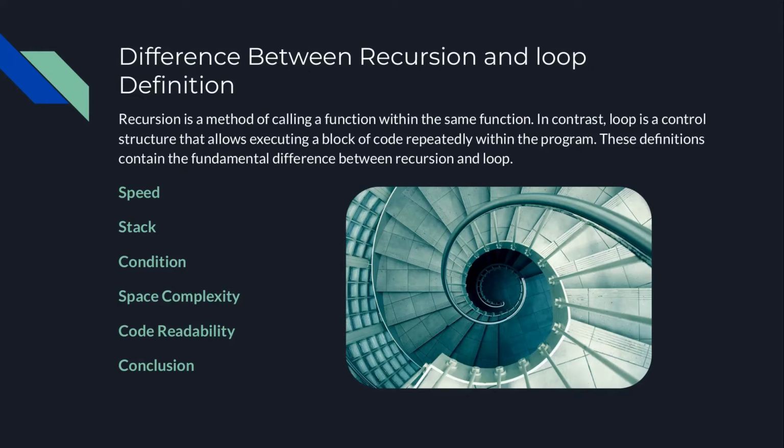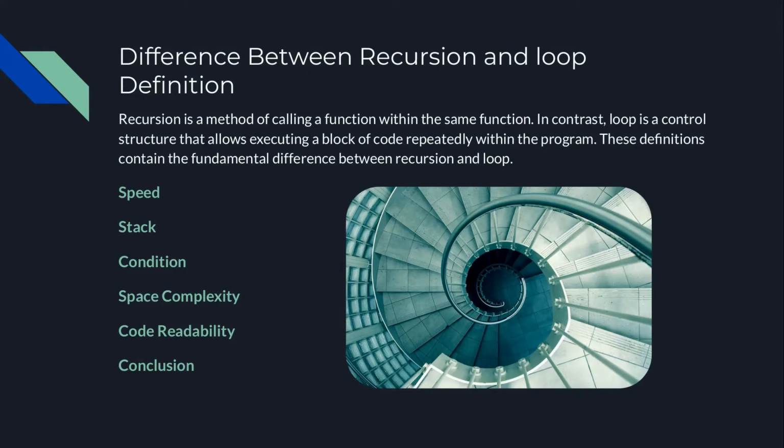First, we are going to talk about speed. Speed is a major difference between recursion and loop. Recursion executes slower, however, a loop executes faster than recursion. In the stack case, all parameters in recursion functions are saved in the stack, but loops don't have any stacks.